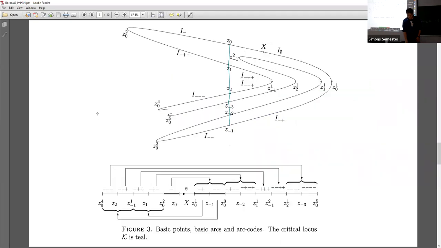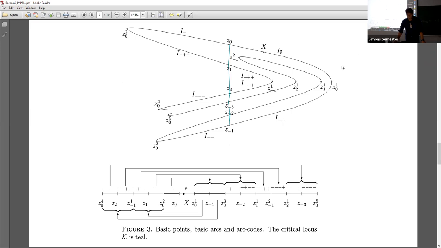Right. I think I will move ahead. Here I can just briefly mention that coding. So we are on that unstable manifold of X, and we have these basic arcs. Basic arcs are arcs whose endpoints are critical and post-critical points. In particular, you have Z0 here and Z10 here. That's your first basic arc, or zero basic arc. The word here is the empty set.